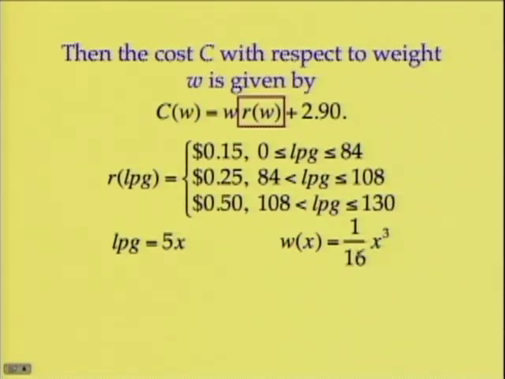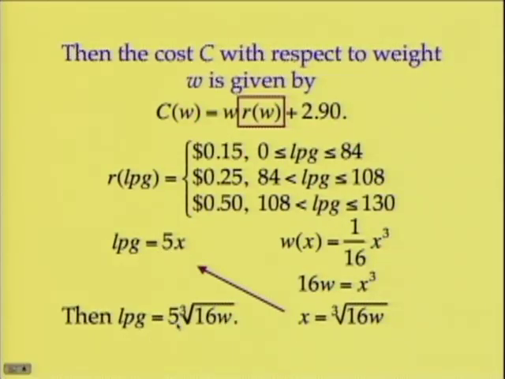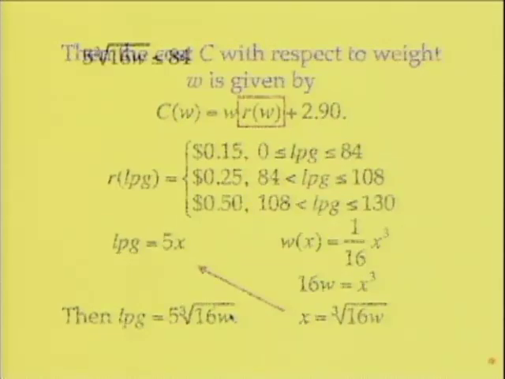This is invertible. I can say W in terms of X, or I could say X in terms of W. Multiply both sides by 16, and then take the cube root of both sides. Then I can take this X, put it back in my LPG formula, and that means that the LPG is 5 cube root of 16W. Now I can take this and replace it in this formula. The only thing that I have to worry about is I'm getting this kind of ugly business right here in these inequalities, and I'd like to just have W. So I need to do a little solving.